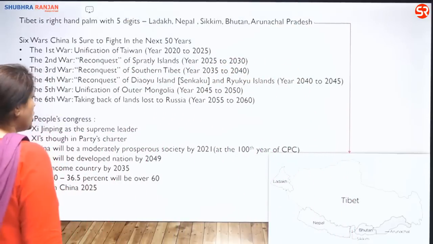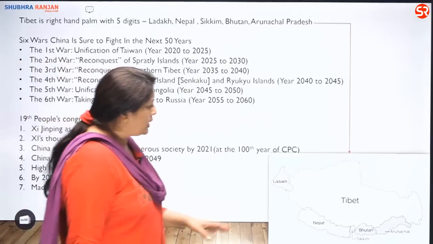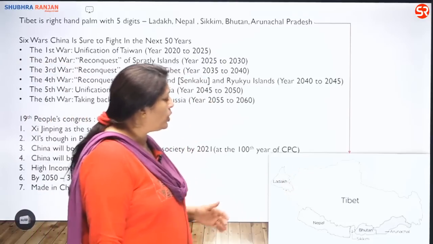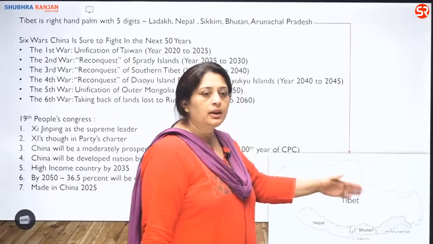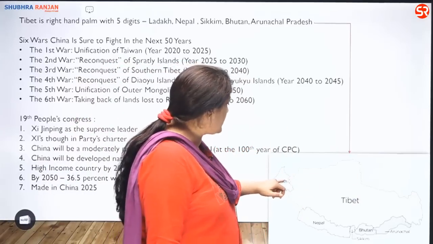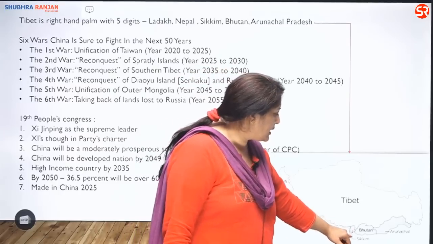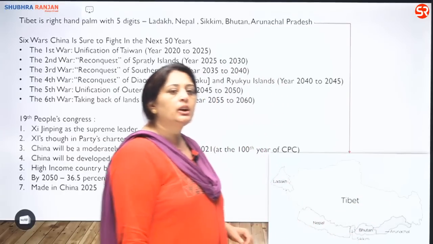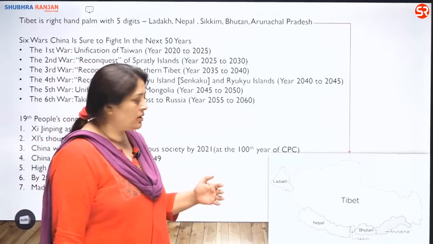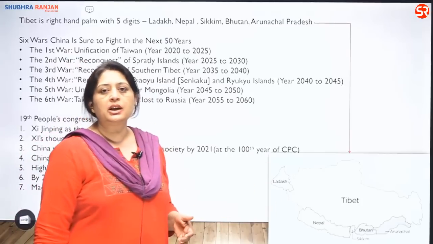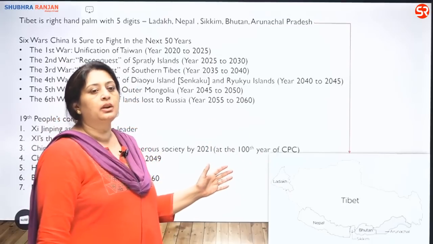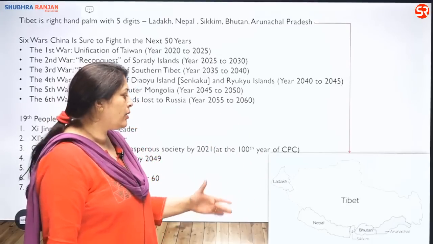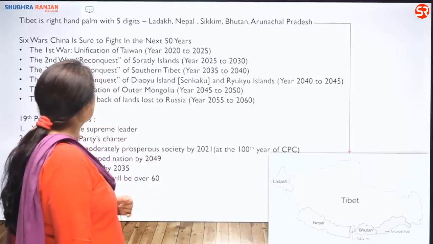Now, always remember, this is one view of Mao, and he used to say that Tibet is a Chinese palm, and Ladakh, Nepal, Sikkim, Bhutan, and Arunachal, these are the five fingers. So India should always be careful about Chinese misadventures in Arunachal Pradesh and Ladakh.